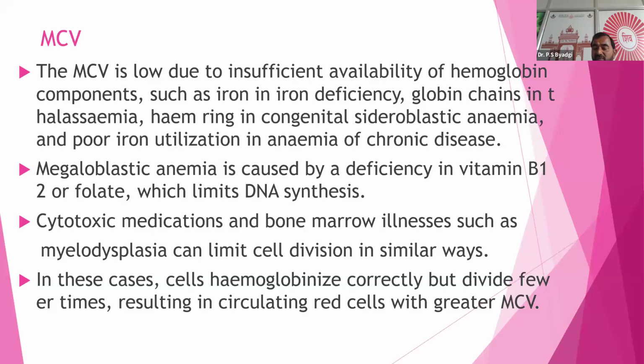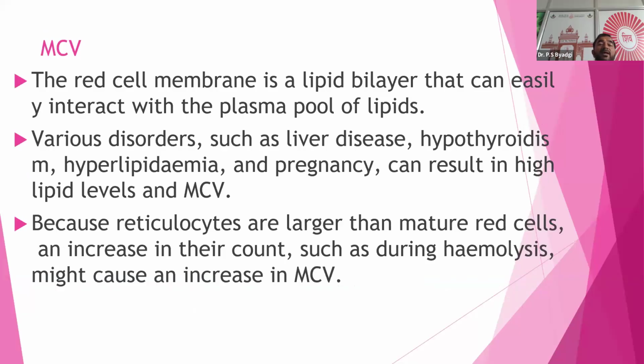The red cell membrane is a lipid bilayer, so it can easily interact with the plasma pool of lipids. Certain diseases, especially liver diseases, hypothyroidism, hyperlipidemia, and pregnancy can result in high lipid levels and high MCV levels. Also, reticulocytes are larger than mature red cells. An increase in their count, especially in the case of hemolysis, might cause an increase in the MCV.